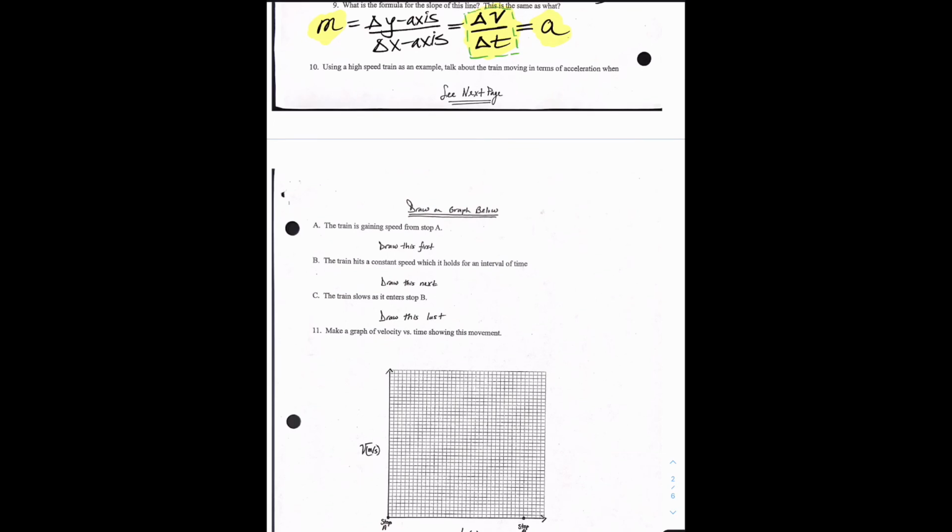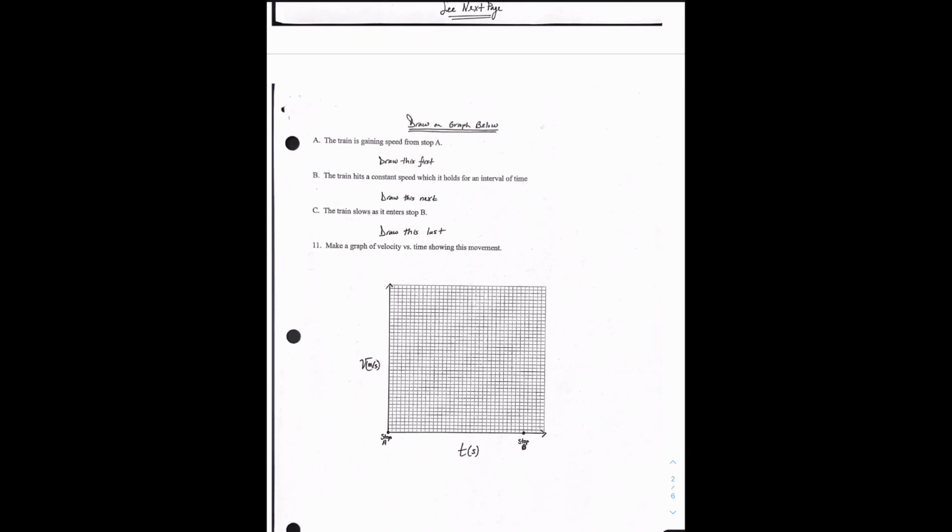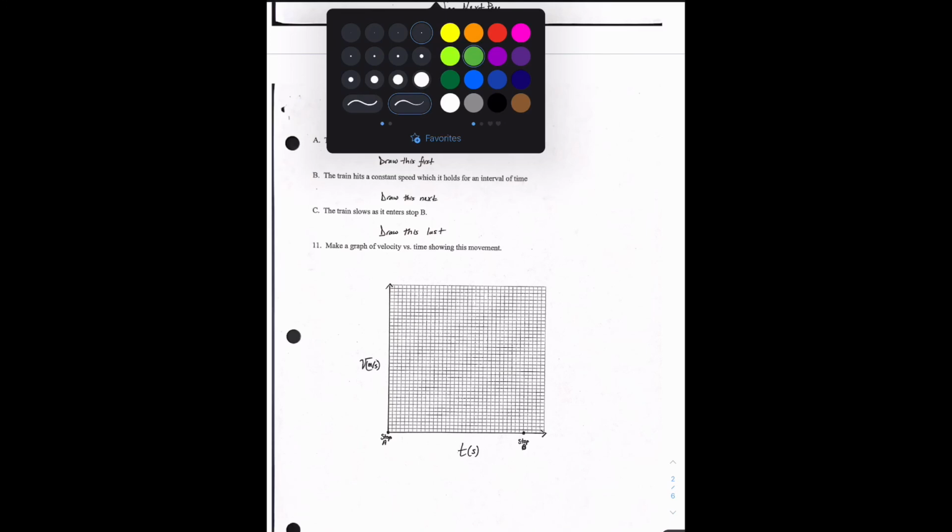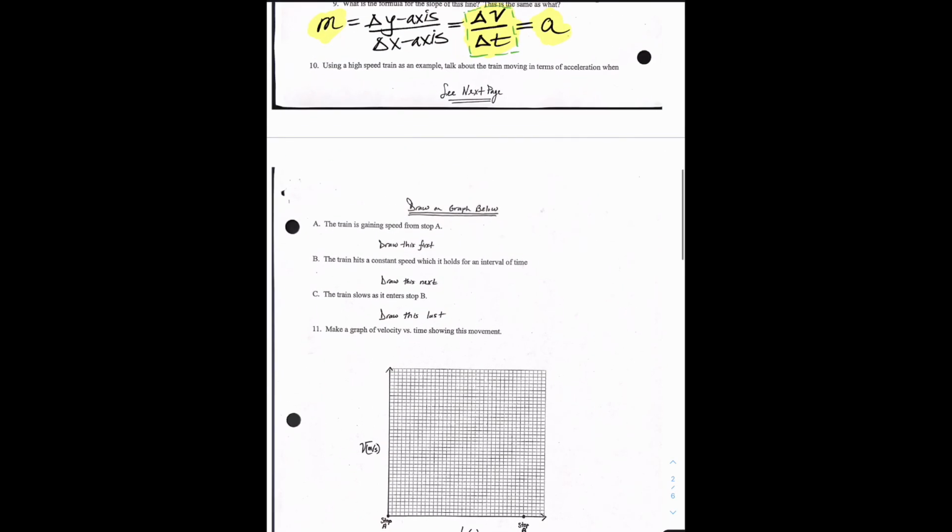All right, number 10 says, using a high-speed train as an example, talk about the train moving in terms of acceleration when the train is gaining speed from stop A. The train hits a constant speed, which it holds for an interval of time. Train slows as it enters stop B. Okay. And then make a graph of velocity versus time. So, all right. Well, I think the first question said, talk about the train moving in terms of acceleration.